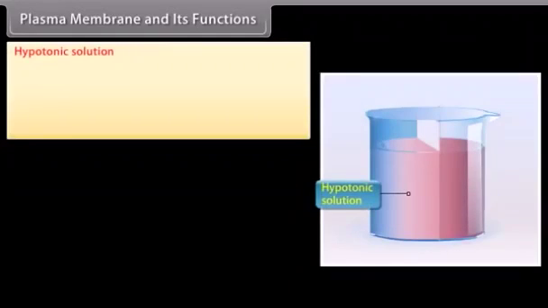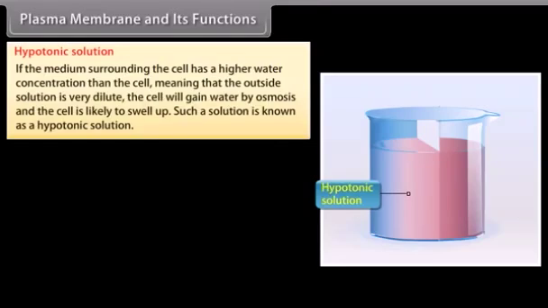Hypotonic solution. If the medium surrounding the cell has a higher water concentration than the cell, meaning that the outside solution is very dilute, the cell will gain water by osmosis and the cell is likely to swell up. Such a solution is known as a hypotonic solution.